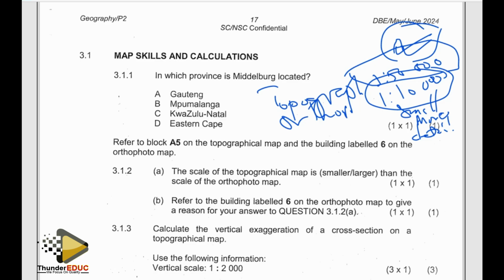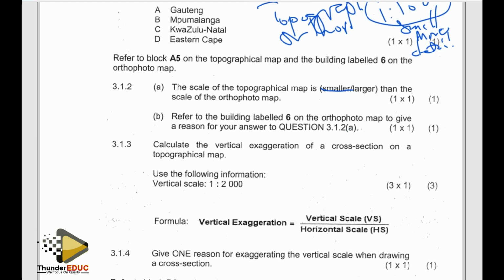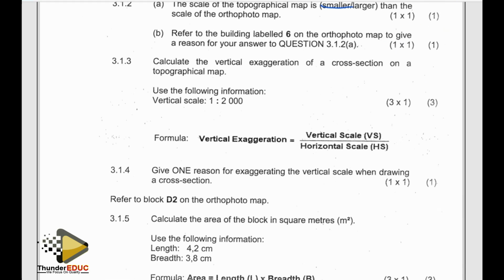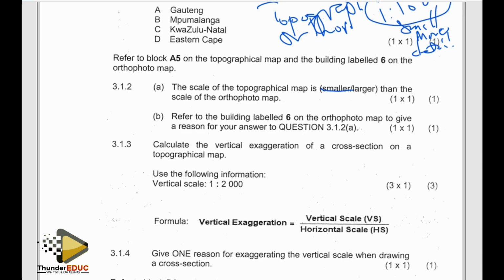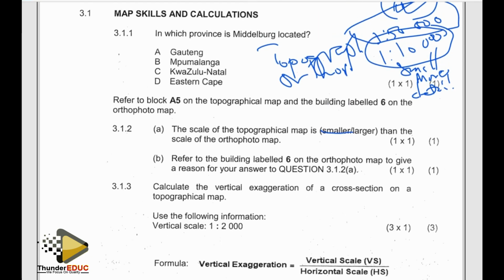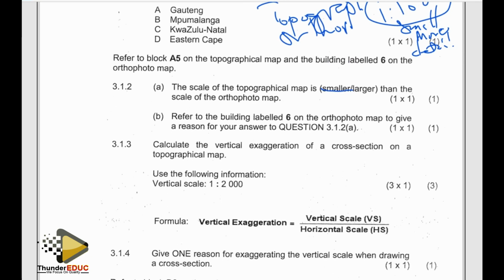So the topographical map is a smaller scale than the orthophoto map. Then refer to the building labeled 6 on the orthophoto map. Give a reason for your answer. Definitely, it's about the details shown there that will give you the justification. If you can see more details, it means that is a large scale map, or if there's less detail, it means that is a small scale map.